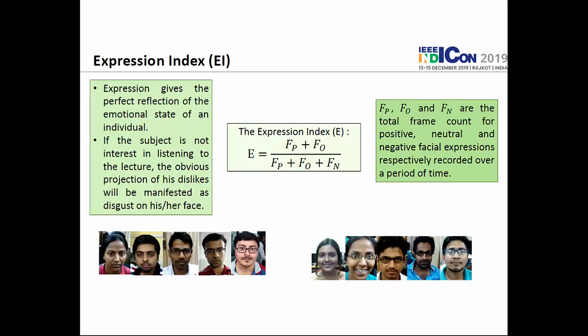Then the expression index, which is given by FP plus FO upon FP plus FO plus FN. FP is the frame count for positive facial expression, FO is for neutral, and FN is for negative facial expression. We know that if the subject is not interested, then it's definitely going to be negative.